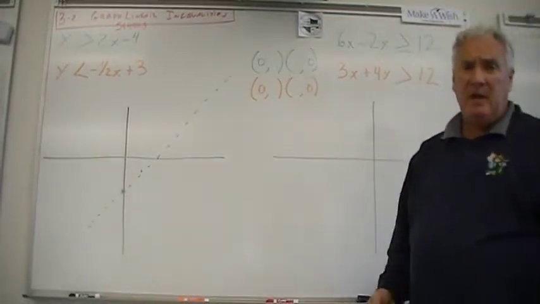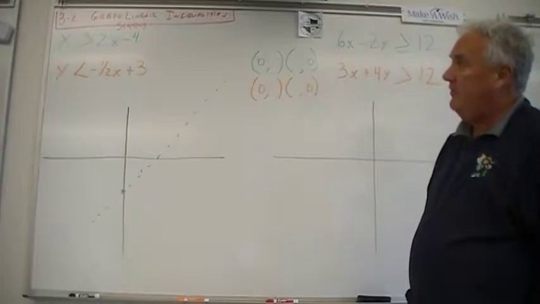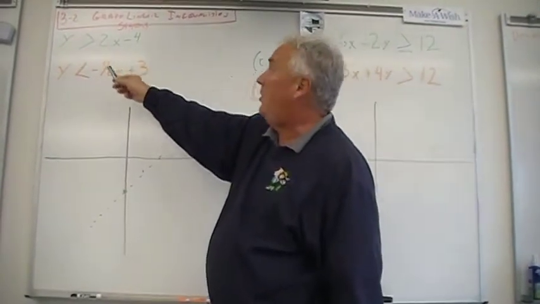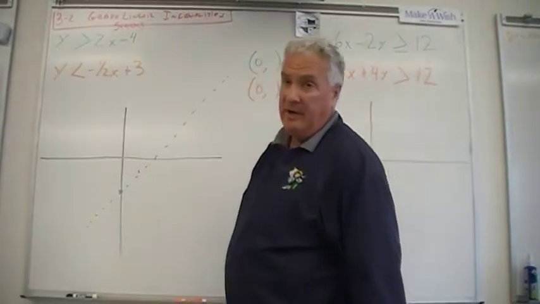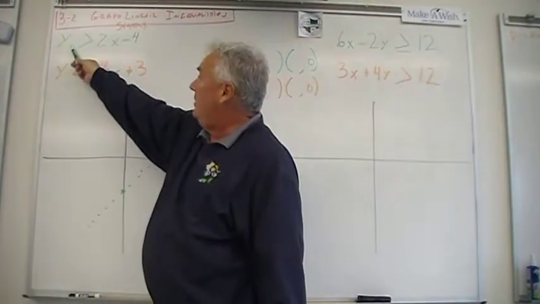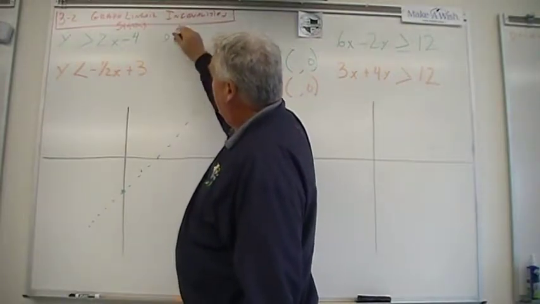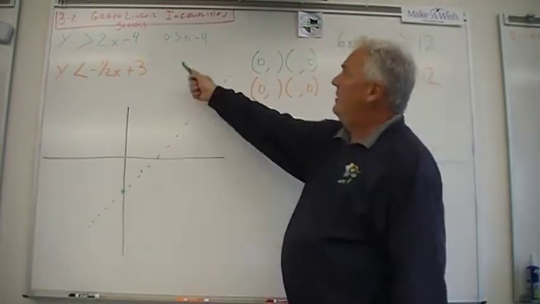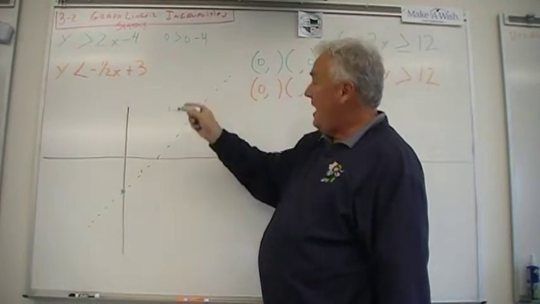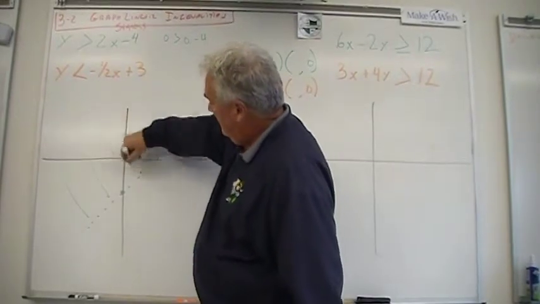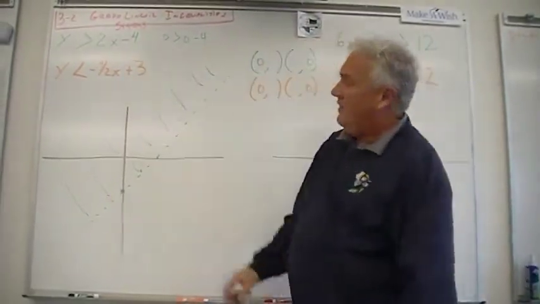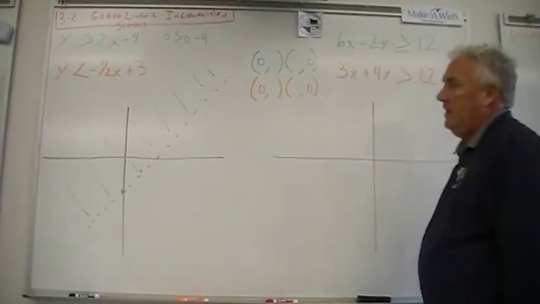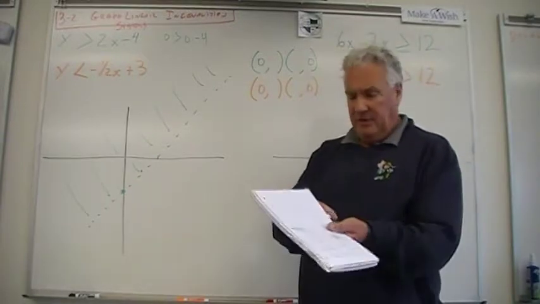Then we have to shade one of the sides. Which side is it that fits this? And we do our substitution with 0, our test point. So we substitute 0 in for x and y. So 0 is greater than 0 minus 4. Is 0 greater than -4? Yeah, it is. So that means everything there is shaded. And on the graph paper that you have, you will actually shade it like that. Okay? So that's the first one.